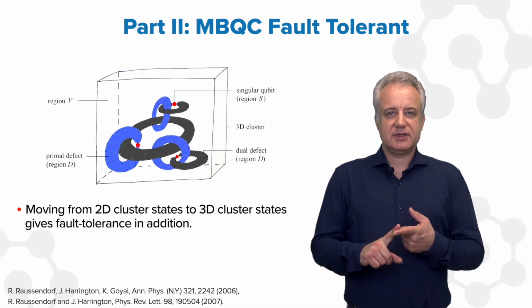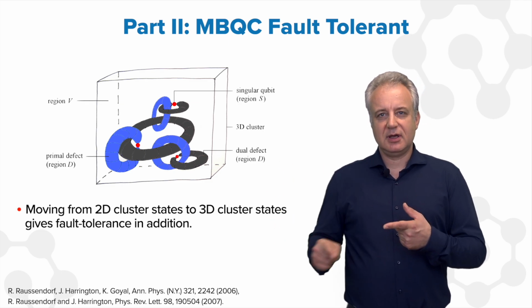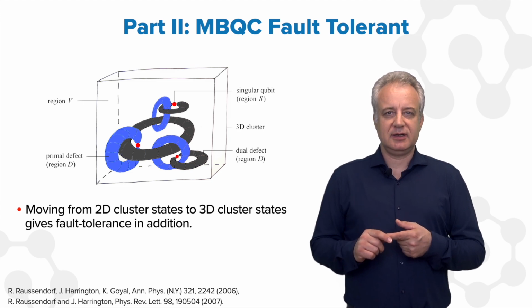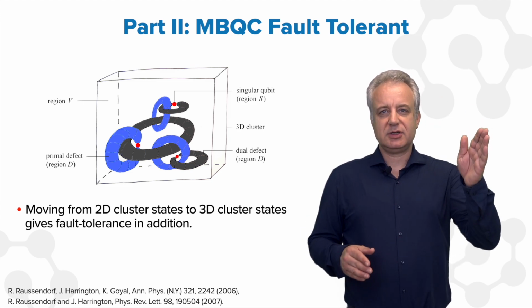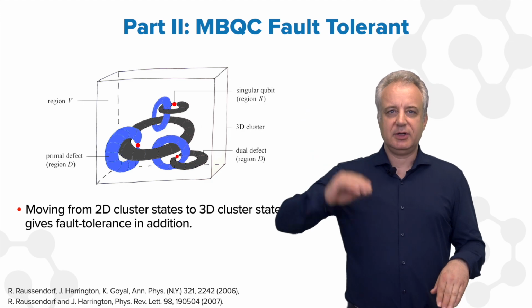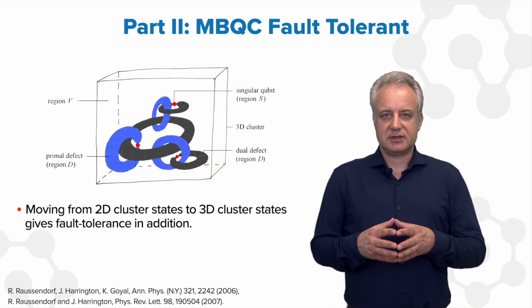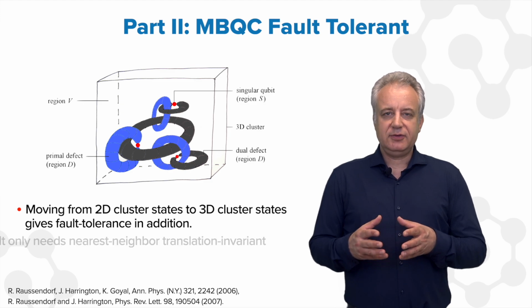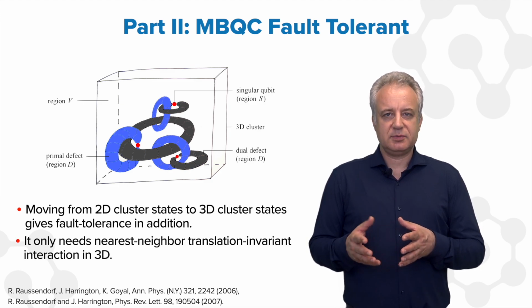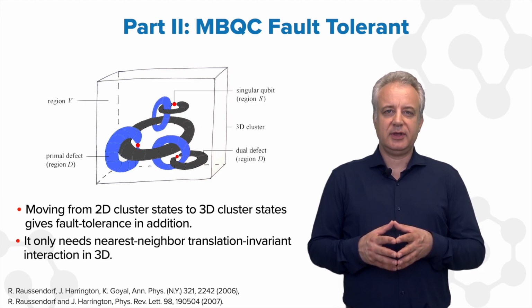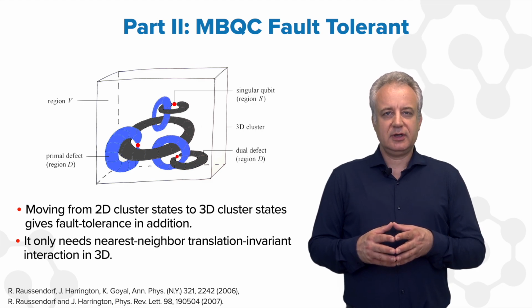When we go from universality to fault tolerance, while of course keeping universality, we move from two-dimensional cluster states to three-dimensional cluster states. That gives us the fault tolerance in addition. And if you think of making the cluster states by the Ising interaction, for example, then it's also noteworthy that you only need translation-invariant, short-range Ising interaction.